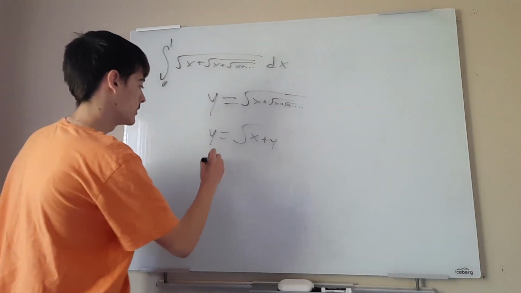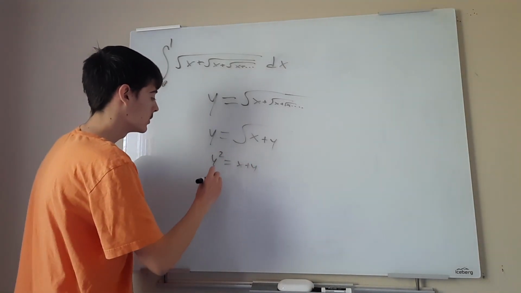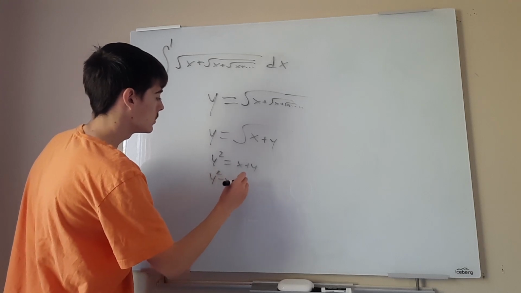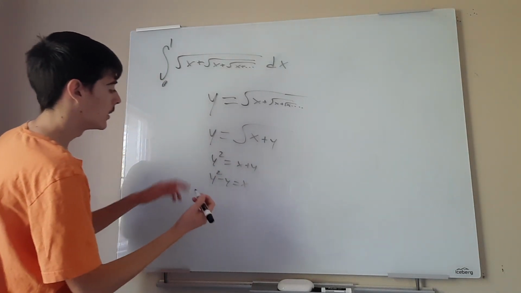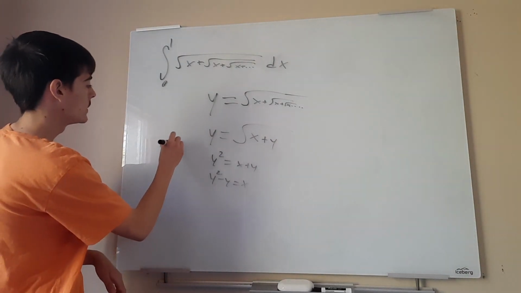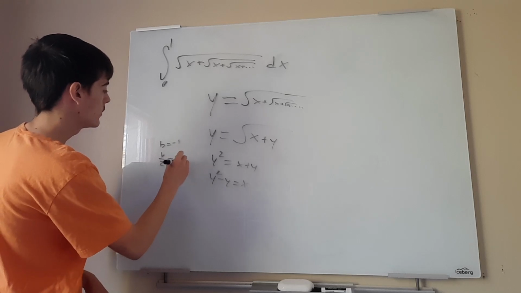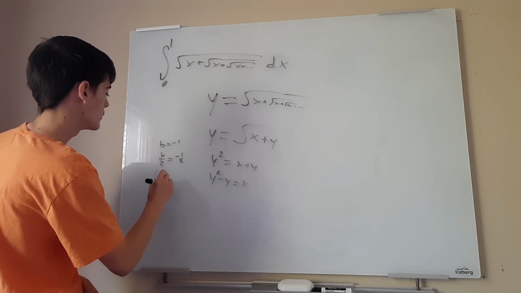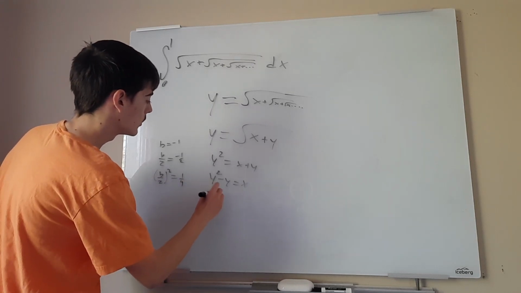From this point, we could square both sides, so we get y squared equals x plus y. And that's also y squared minus y equals x. At this point, what we could do is complete the square. So our b value here is equal to -1. So our b over 2 is going to be -1/2, and our b over 2 squared is going to equal 1/4. So what we could do is add 1/4 to both sides.